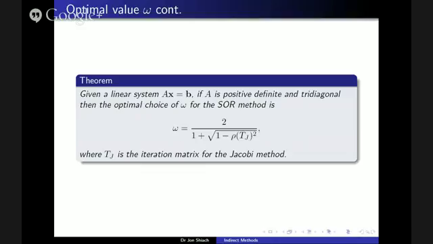You might think, hang on, how often are we going to have a positive definite tri-diagonal system? Well, if you use second order finite differences, as we did with boundary value problems, you end up with a tri-diagonal system which is positive definite. So quite often for boundary value problems, this is quite useful, especially if you're using finite differences.